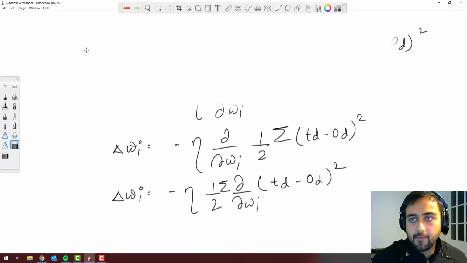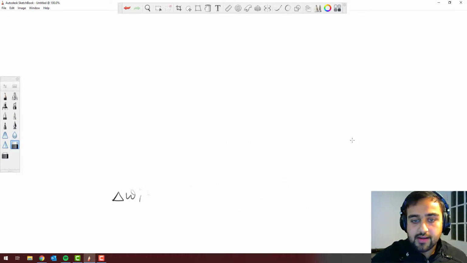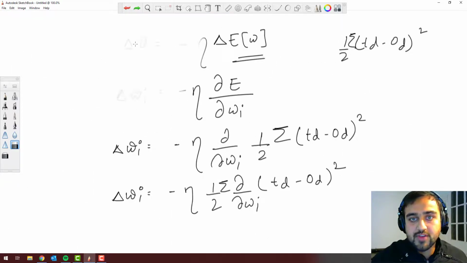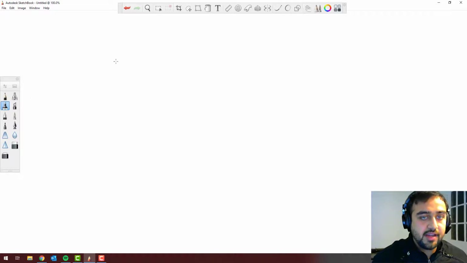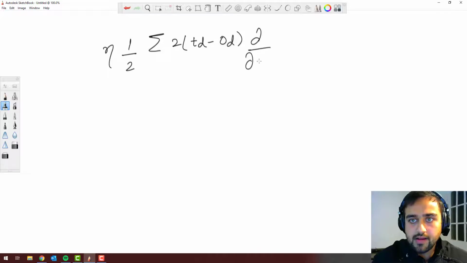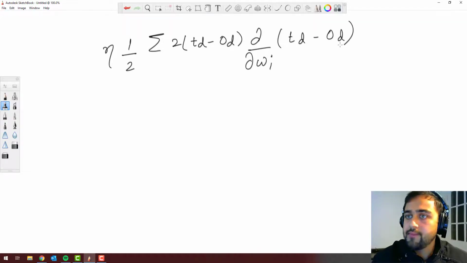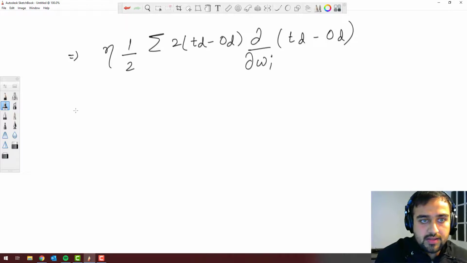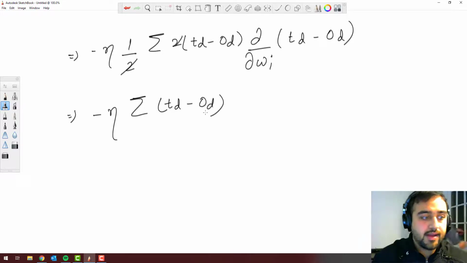So let me just remove this part. It's all clear till this step, so I'll just remove it off and continue. Now differentiating TD minus OD squared, we get half, okay, so we have eta as well, half eta sigma twice of TD minus OD. Applying the chain rule, simple chain rule, dWi of TD minus OD. So now as we know, TD is our target value and it is constant, so differentiating it with respect to Wi would give us 0. So we have a negative sign as well, eta. So this 2 gets cancelled. We get left with sigma of TD minus OD.